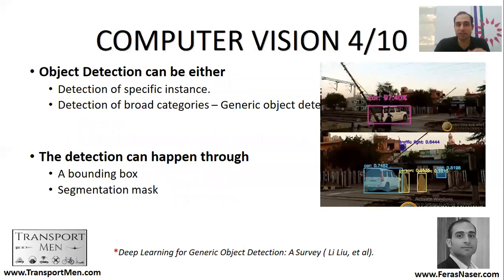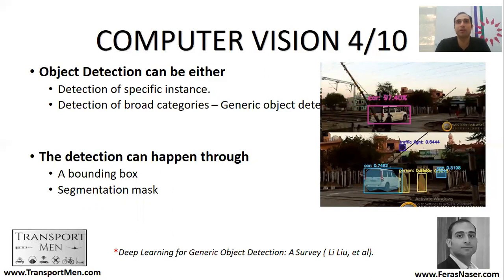So object detection can be either detection of a specific instance, for example, just detecting fasteners, or detection of broad categories, generic object detection. And we can see on the picture on the right side how the algorithm at the top detected the car, while the algorithm at the bottom detected the car, the traffic light, and the person on the level crossing. So how does detection happen?